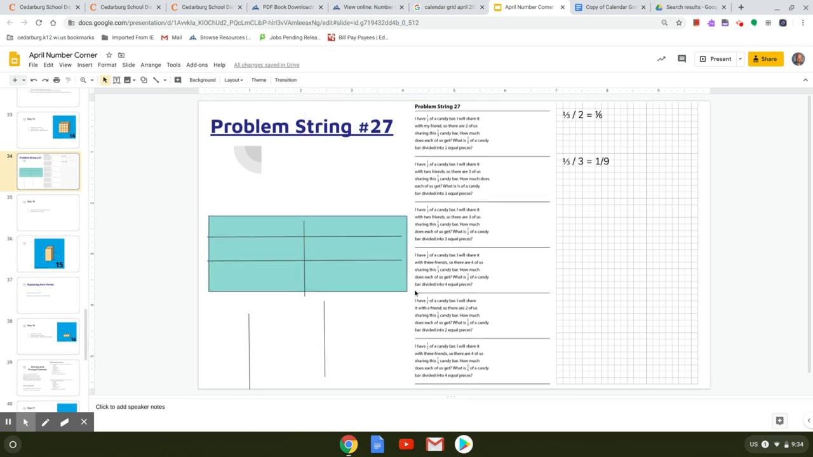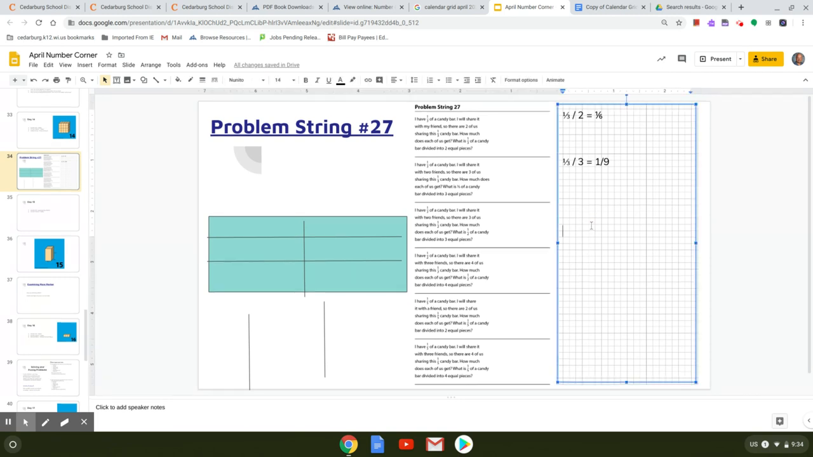You know what I mean? So let's take a look at what our problem is. What are we asking? We are sharing a half a candy bar with three people. So how much is each? So this is the half that we're sharing. How much is each person getting? Did you say 1/6? I hope so, because that's exactly how much each person's getting.